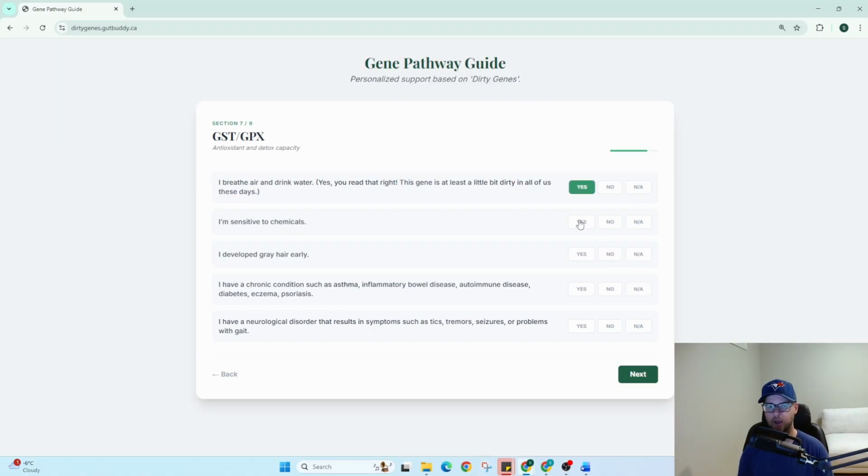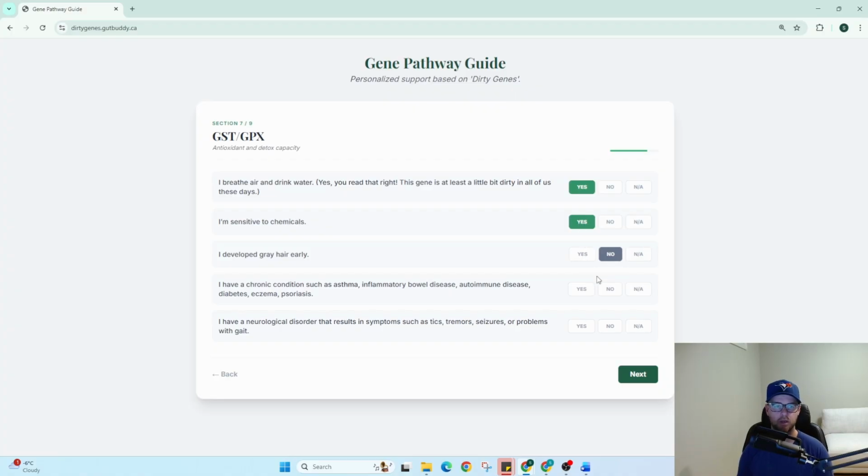I am sensitive to chemicals. In this example, it's really around, can you smell them? Do they bother you? Do they give you headaches or something else like that when you're around them for a prolonged period? I developed gray hairs early, and when I say early in this one, that's likely in your 20s and 30s, not 50s, 60s, 70s.